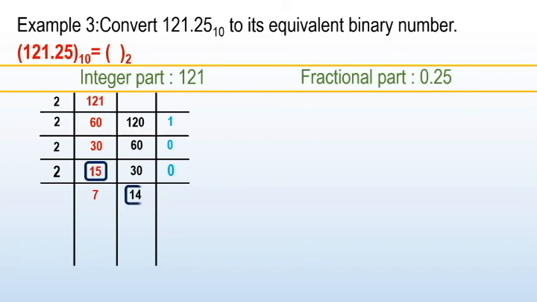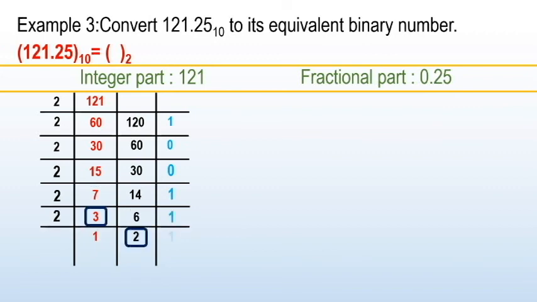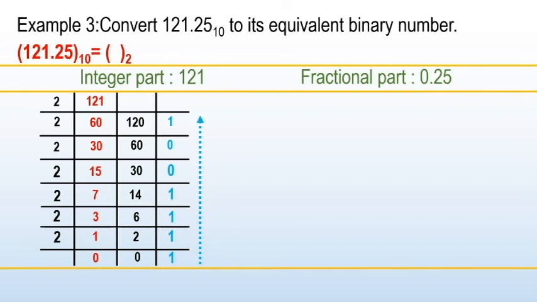2 15s are 30. Remainder 0. 2 7s are 14. Remainder 1. 2 3s are 6. Remainder 1. 2 1s are 2. Remainder 1. 2 0s are 0 and remainder 1. So we will note down these numbers from bottom to top. So 121 in binary is 1111001.